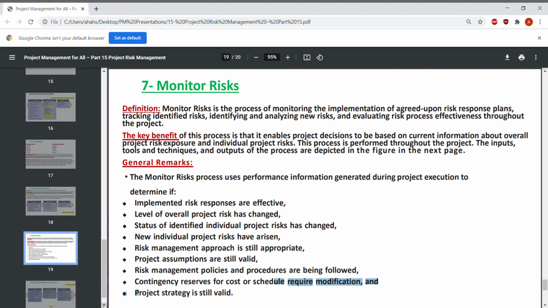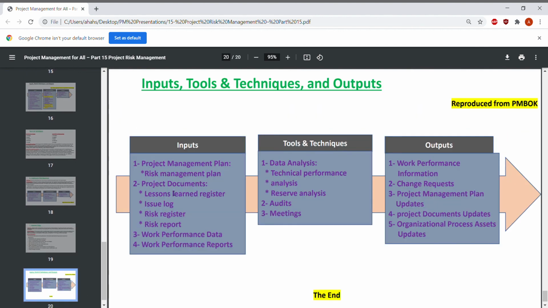So the last section: this figure depicts the inputs, tools, and techniques for this process, and I'm not going to talk about them in detail. You could always review them, because most of them we talked about before, and this is the end of this presentation.